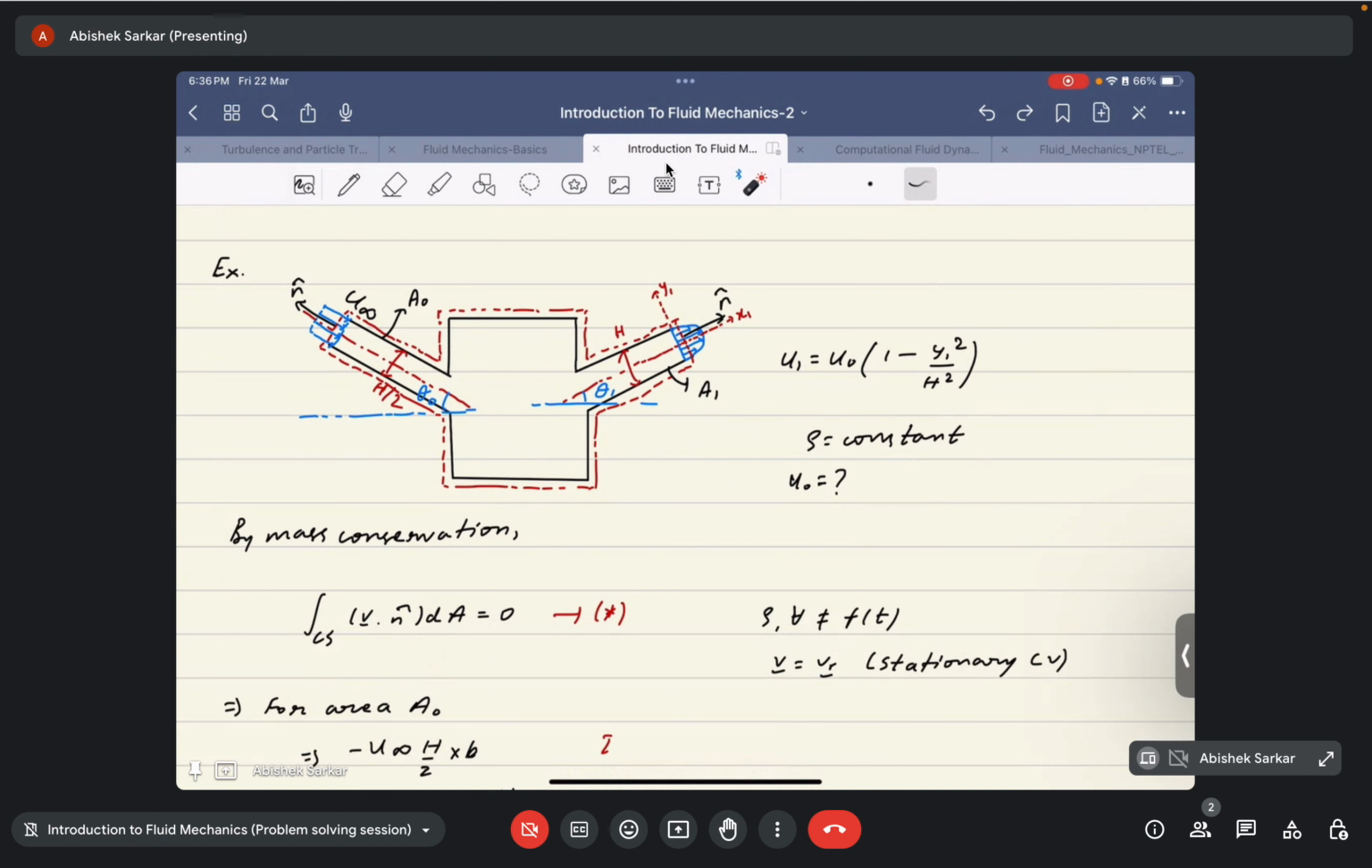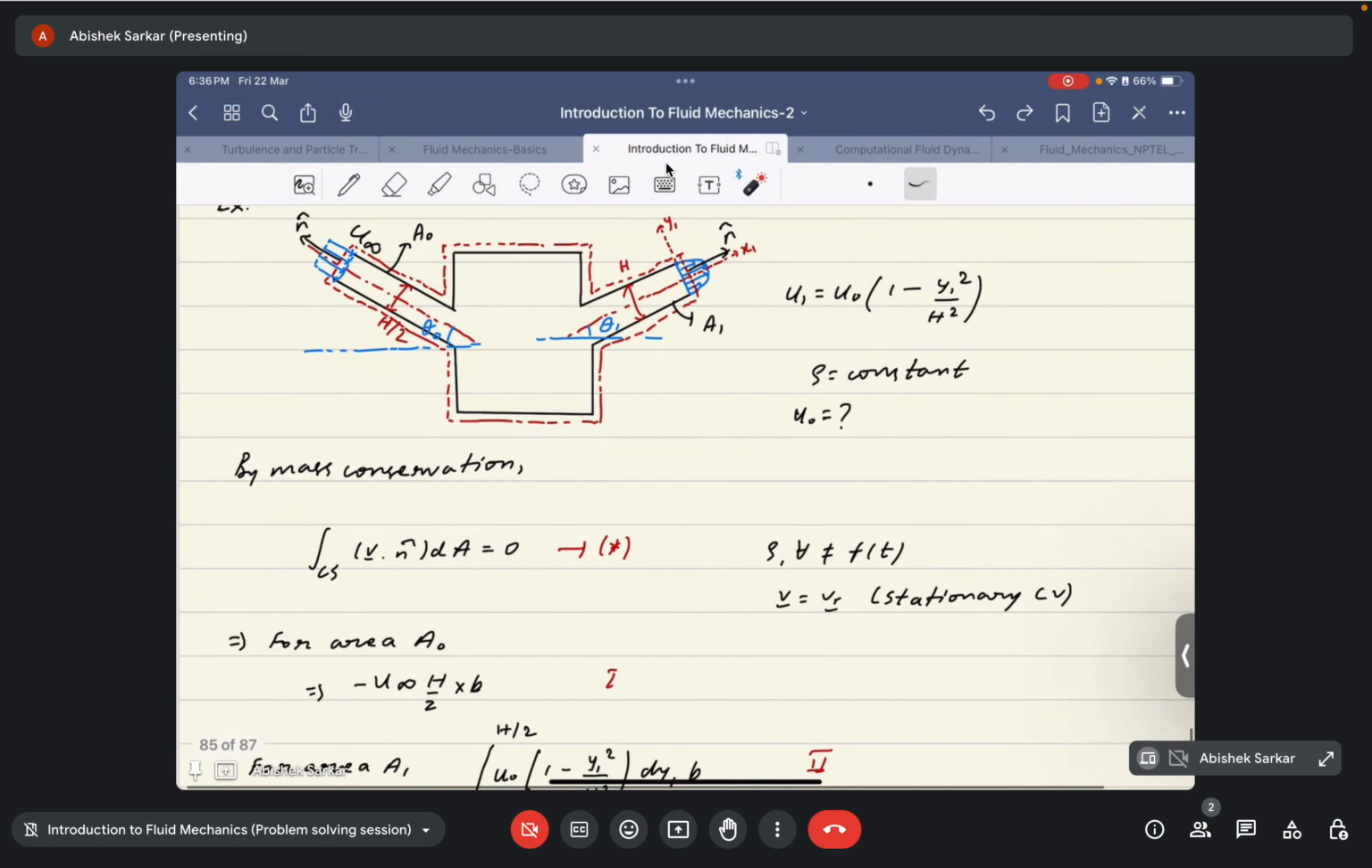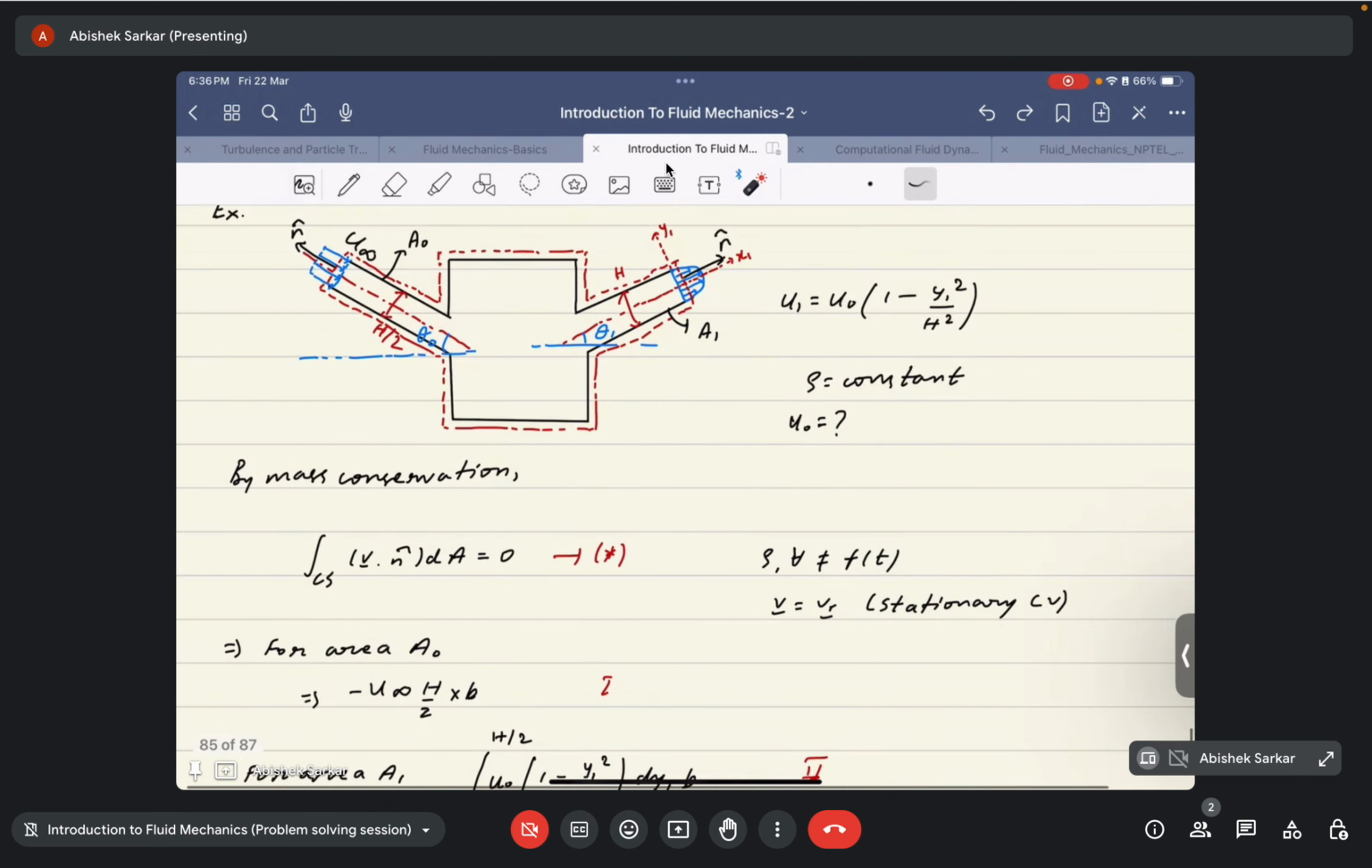So what it says is that the net flux out of the control volume is constant. What it basically says is that the net mass flux from the inlet arm is equal to the net mass flux out of this outlet arm. Okay, so you can say, or outlet.